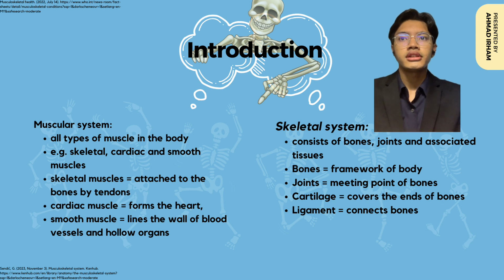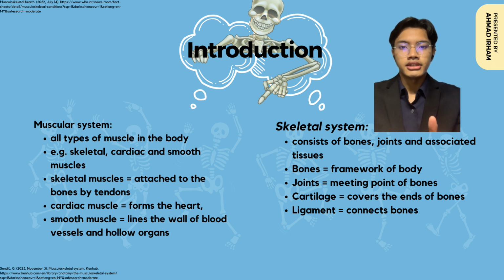So musculoskeletal is composed of two broad systems, which are the muscular system and the skeletal system. The muscular system is all types of muscle in the body. For example, skeletal muscle, cardiac muscle, and smooth muscle. Skeletal muscle is attached to the bone by the tendon. Cardiac muscle forms the heart, and the last one is smooth muscle, which lines the wall of blood vessels and the hollow organs.